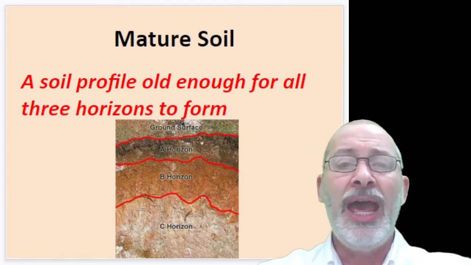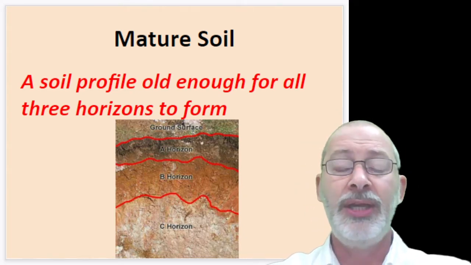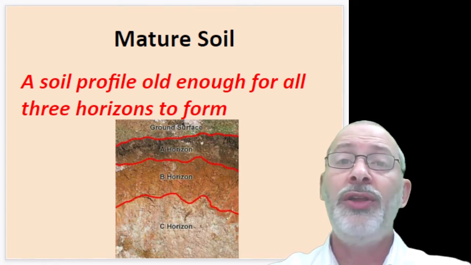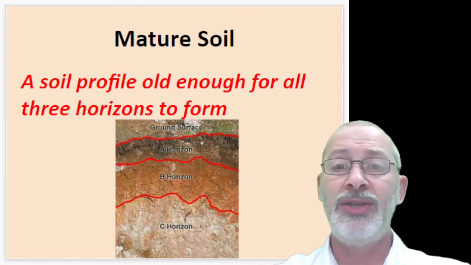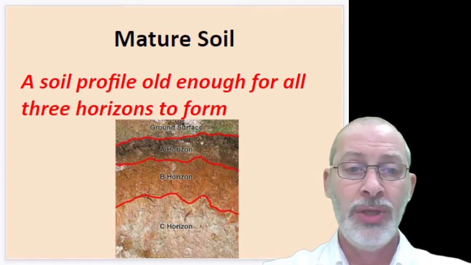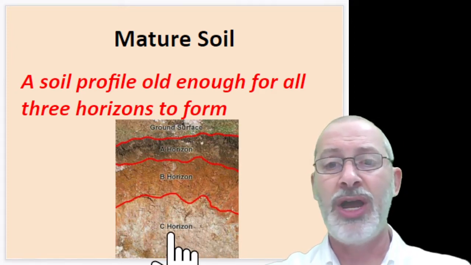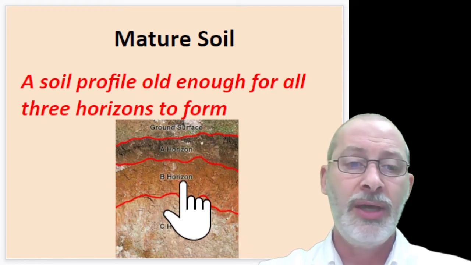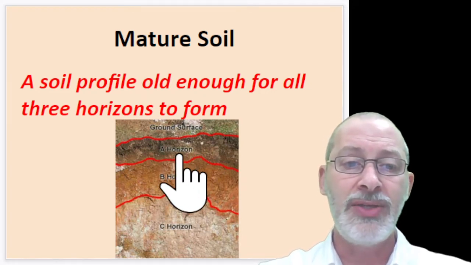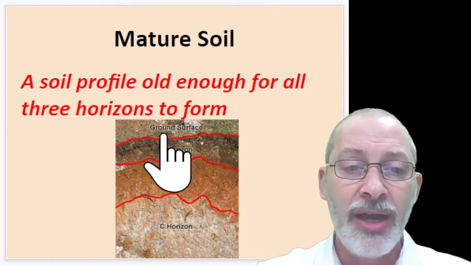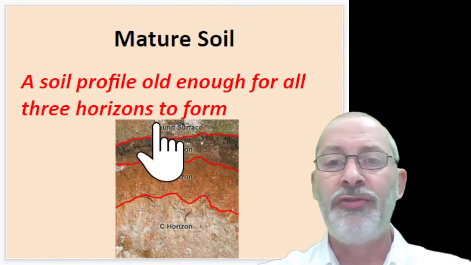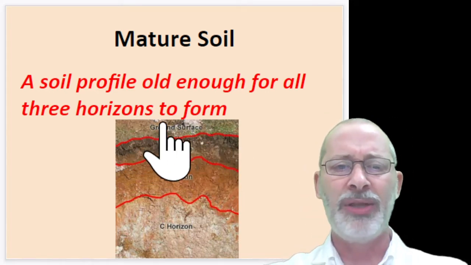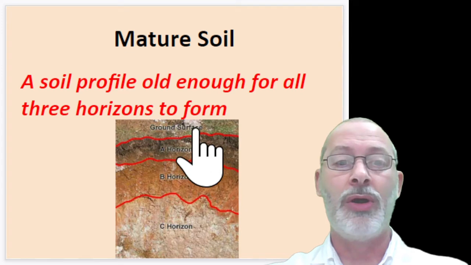So again, a mature soil is a soil profile old enough for all three soil horizons to form. So in this picture, we've got the C horizon on the bottom. Above that, we've got the B horizon. Above that, we've got the A horizon. And here we've got the ground surface on the very top. I can't tell whether there's leaf litter there or not, but that would be the organic layer or the O horizon.